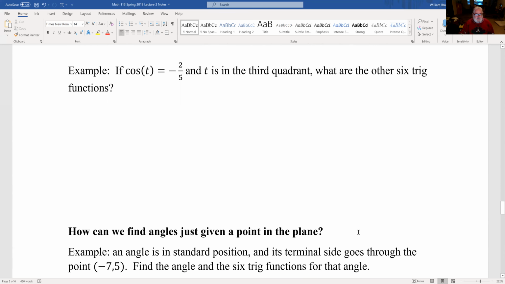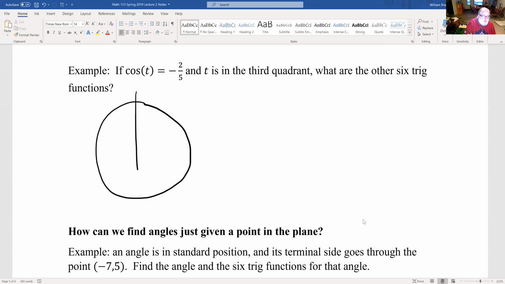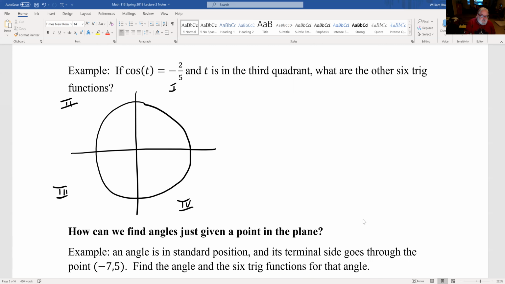Okay, so if cosine of t is -2/5 and t is in the third quadrant, what are the other 6 trig functions? So here, if we think about this in terms of the unit circle again, we know quadrant 1, quadrant 2, quadrant 3 is down here, quadrant 4. So cosine of t is -2/5.